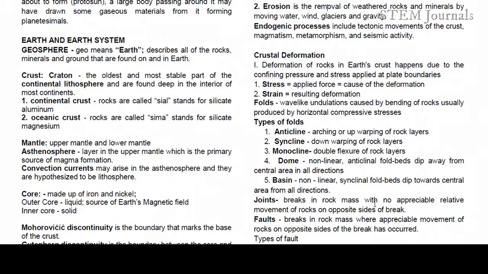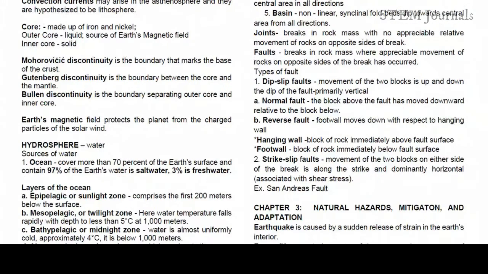Next is the dome. A dome is a non-linear anticlinal fold where beds tip away from the central area in all directions. This structure is caused by the anticline itself, as we create an upward motion of materials that forms a dome-like structure on the Earth's surface. Then the basin is a non-linear, circular fold where beds dip toward the central area from all directions. It forms a basin-like structure because of the formation of the syncline. Okay, let us proceed.